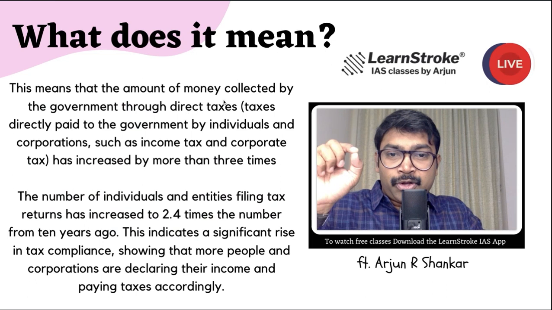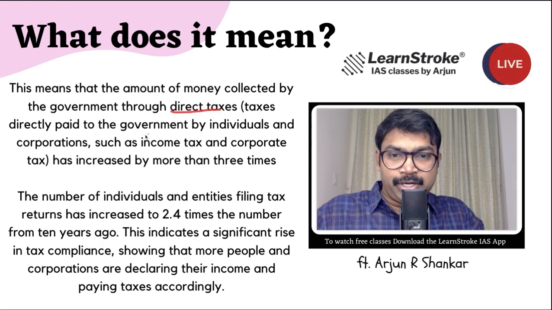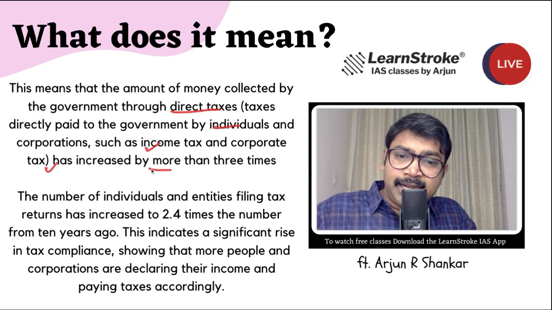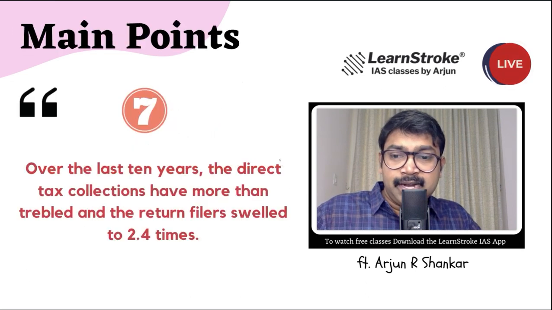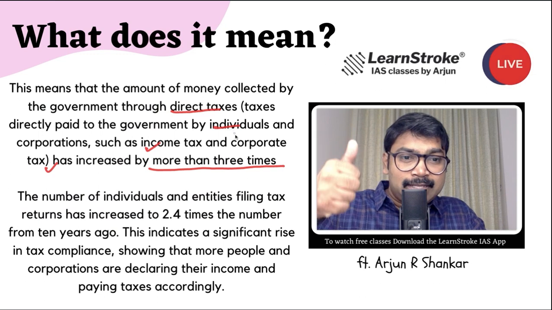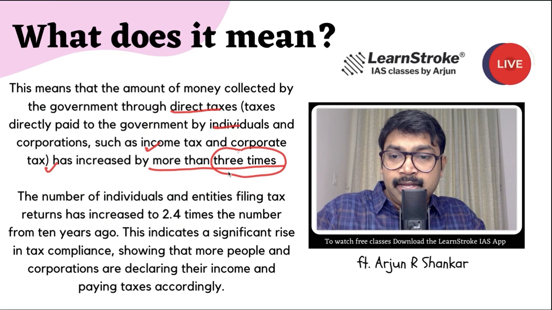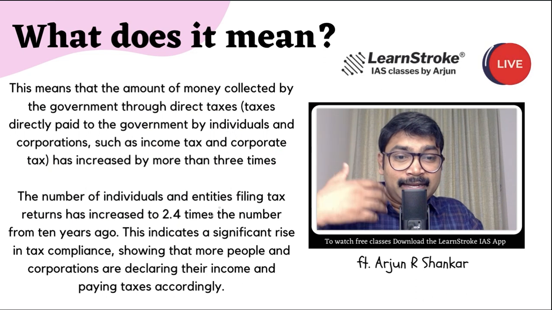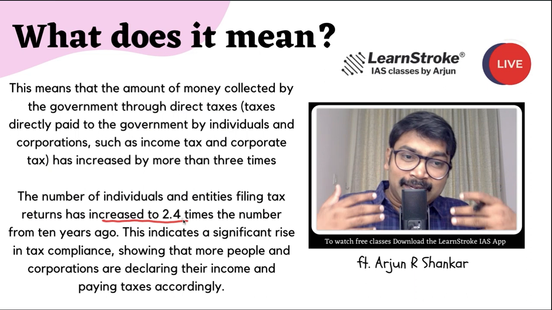This means that the amount of money collected by the government through direct taxes, like income tax and corporate tax, paid directly by individuals and corporations, has increased more than 3 times. Very important. So you can understand that it has trebled. The number of individuals and entities filing tax returns has increased to 2.4 times. That means people who are filing the taxes have also increased.